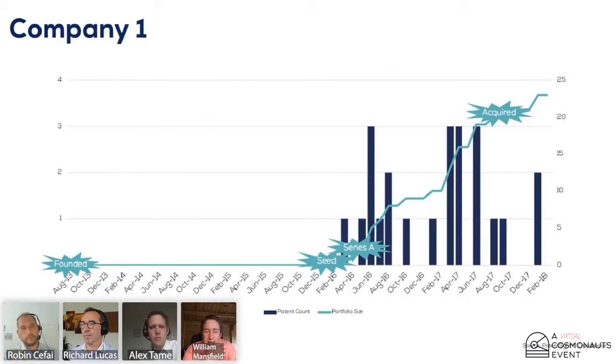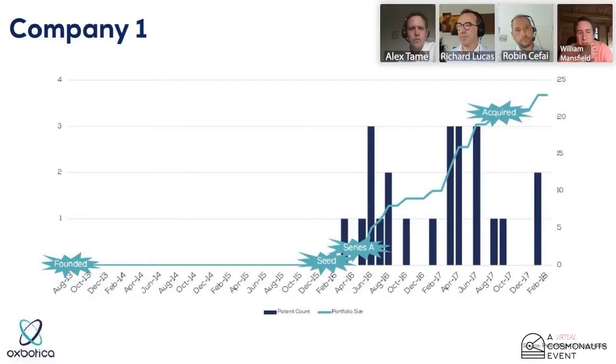For those of you more familiar with the language, this is just looking at priority dates on filings of families. So here we have company one, founded back in 2013, and then in around mid to late 2015, they get their seed funding. And what we see is straight after the seed funding has been announced, we can then see that they started to file a few priority patent applications in the months following seed funding.